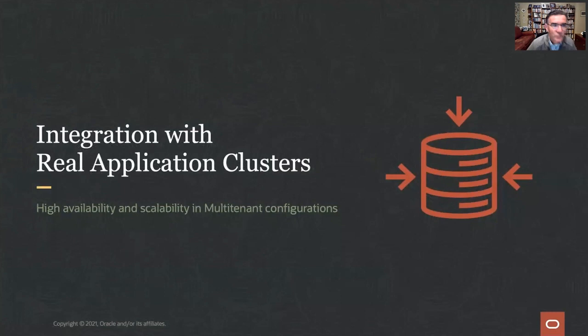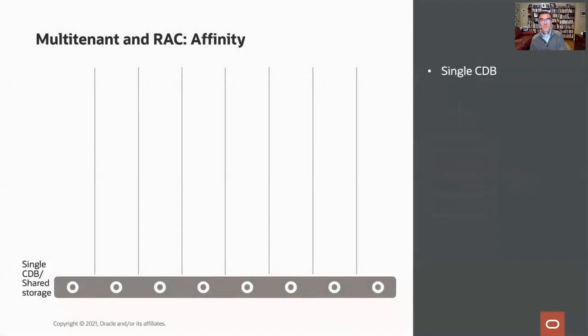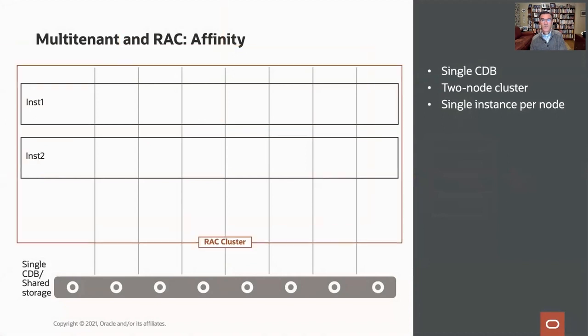All right. Next topic, real application clusters. Multitenant is closely integrated with real application clusters, also known as RAC. RAC, of course, is an architecture that provides great scalability as well as great availability. And in this section, we'll see both of these themes. Let's start by setting up a basic 2-node RAC cluster for a single CDB. There's a single database instance per node in the cluster. And of course, storage is shared between the nodes.